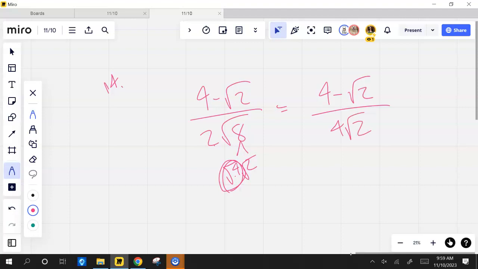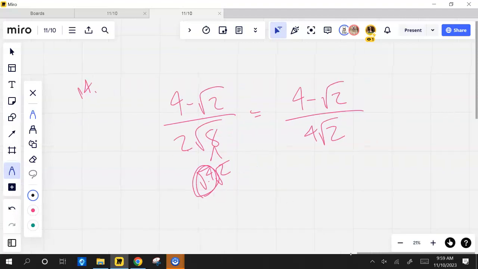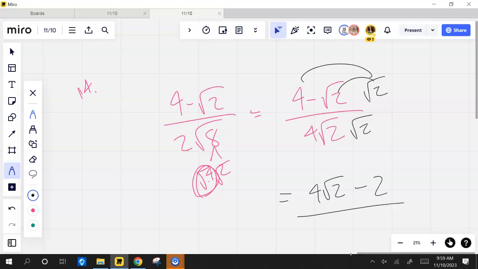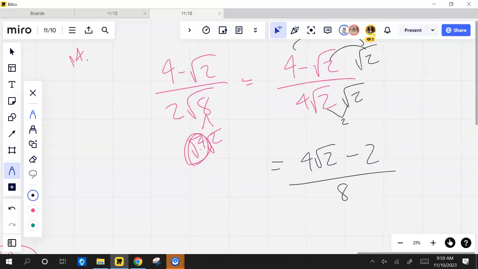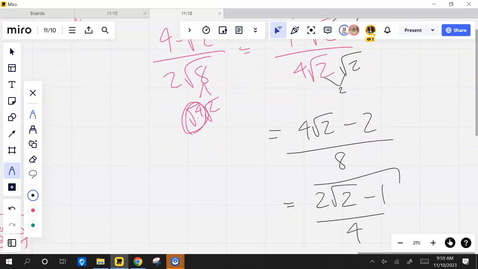Now what's the issue in my fraction? There's a square root in the bottom, so I need to get rid of it, right? Top and bottom only by the square root. So I end up with 4 root 2, because this has to distribute, minus 2 over, these two together make 2, so I'm over 8. Didn't distribute. And then I can divide everybody, good job, I can divide everything by 2. So I get 2 root 2 minus 1 over 4.